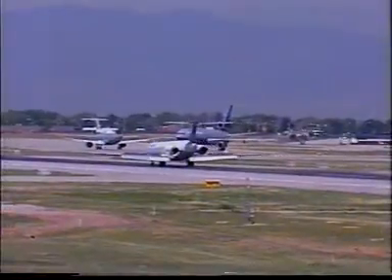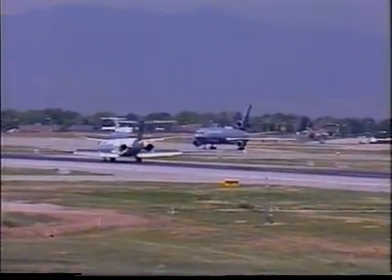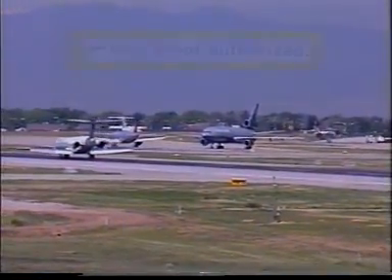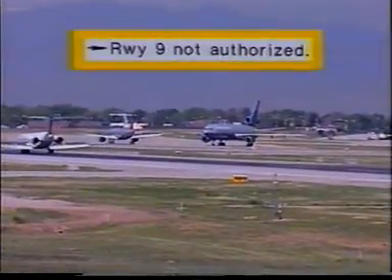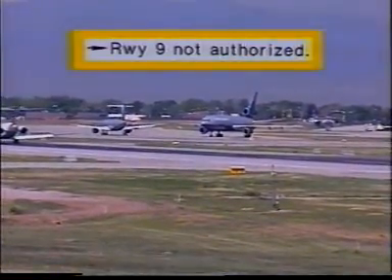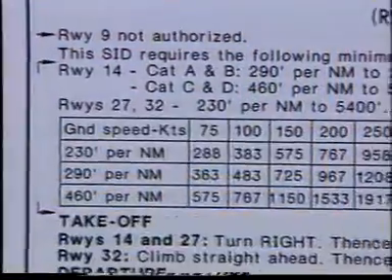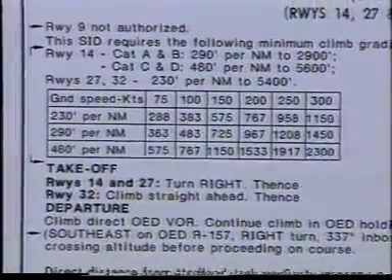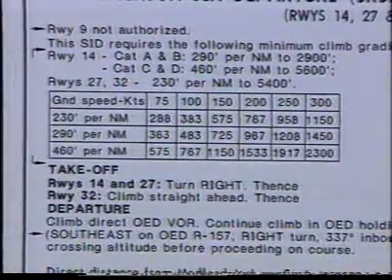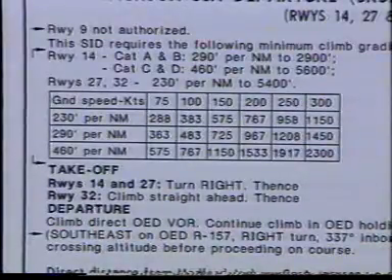For some vector SIDs, the takeoff minimums vary depending on the departure runway. In this example, the procedure is not even authorized for runway 9. For the remaining runways, the applicable minimums and gradients are shown along with the climb rate conversion table.